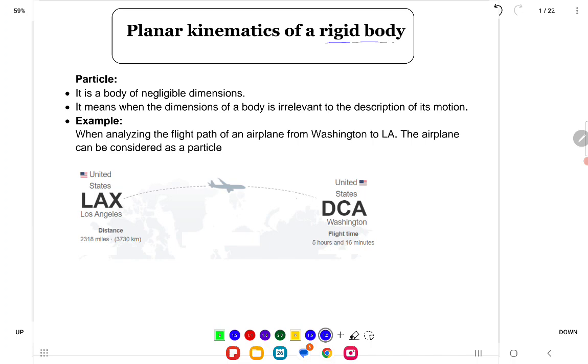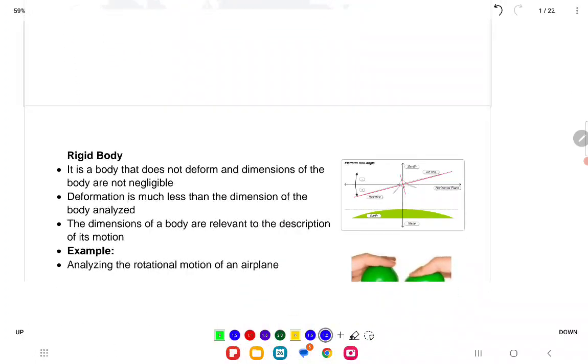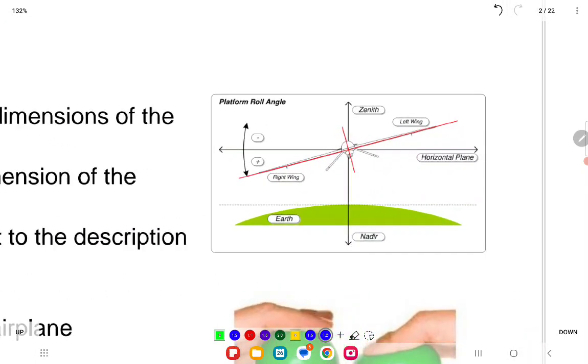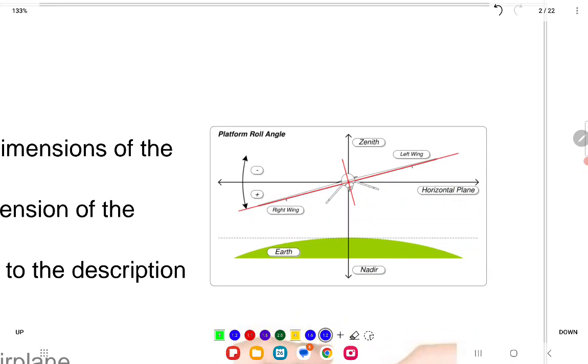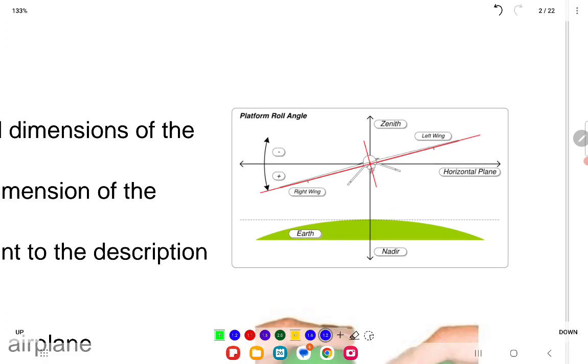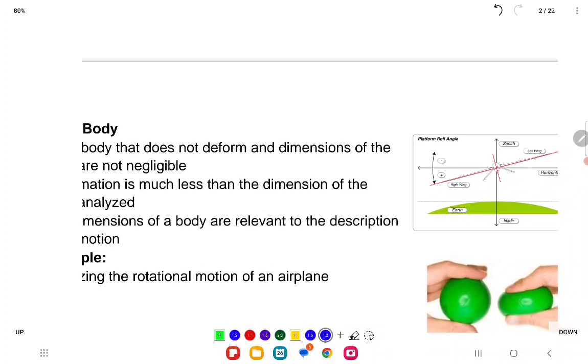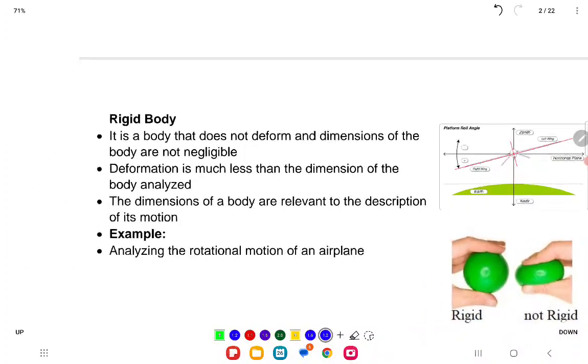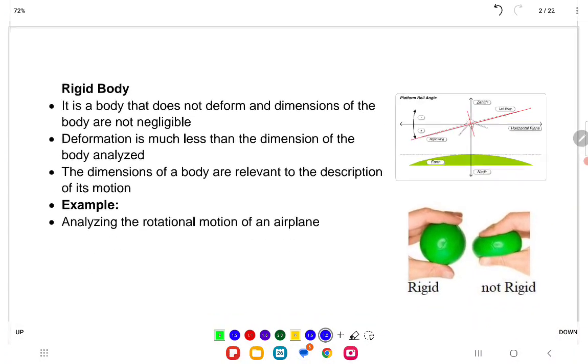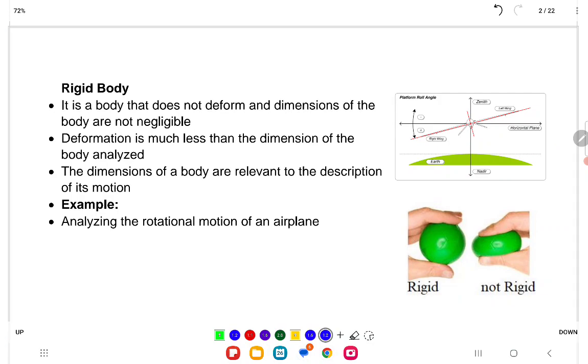All right, and the same object, the airplane, if we are going to study the rotation about one of its axes, in this case the dimension is important. So we cannot consider it as a particle, but we are going to consider it as a rigid body. Okay, first we will say that it is a body, not a particle.